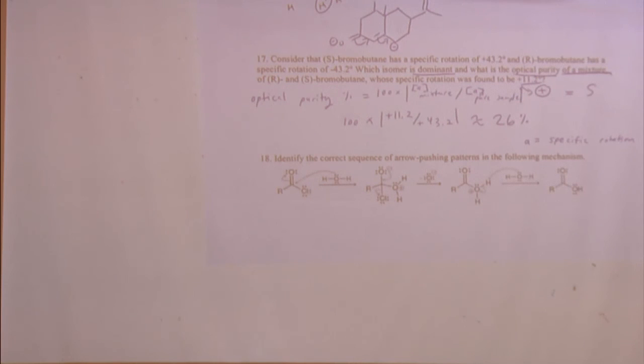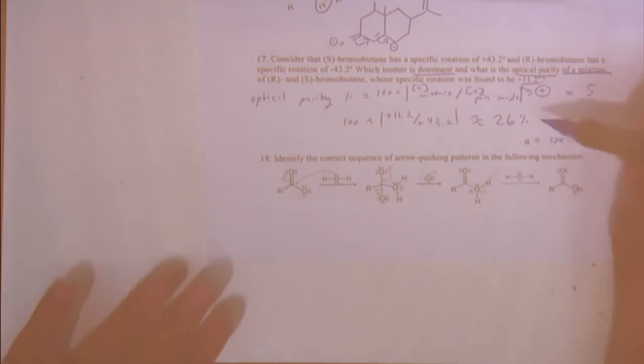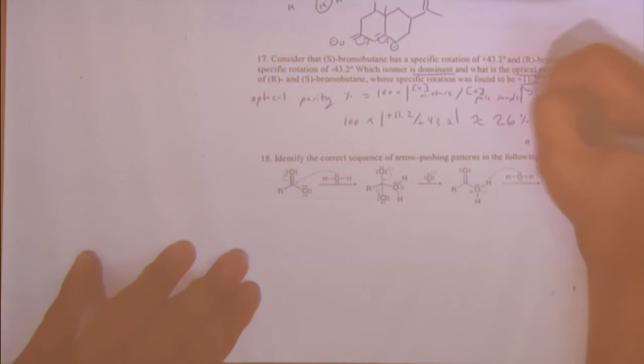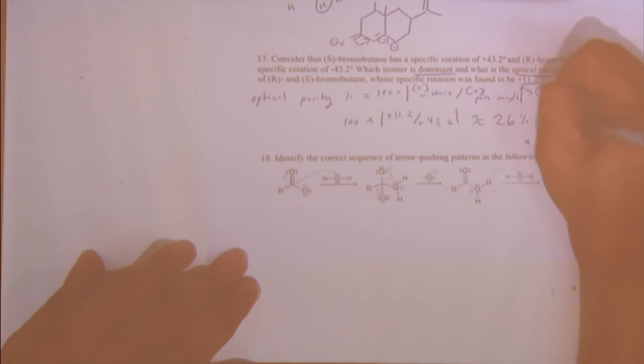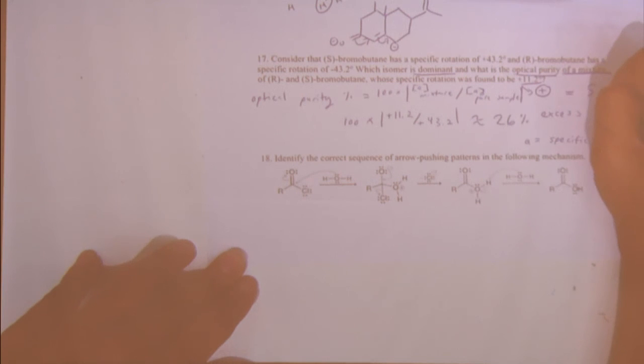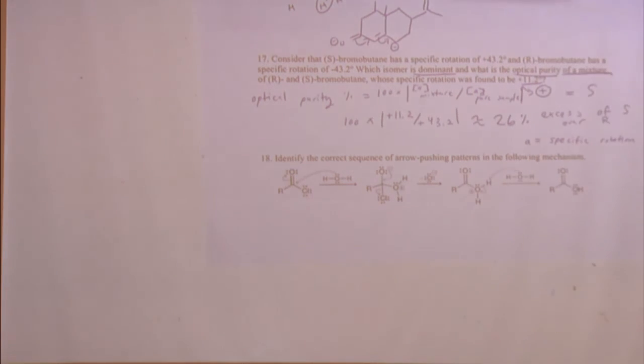This same method could be used if the question was asking what is the excess of the dominant enantiomer over the non-dominant enantiomer, because this 26% signifies that there's a 26% excess of S over R. So it could have answered either of those questions. The question could be worded multiple ways, and you could have used this equation to answer it.